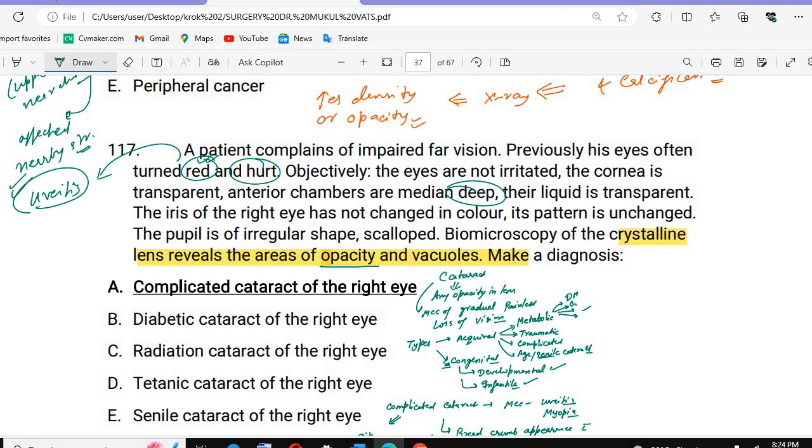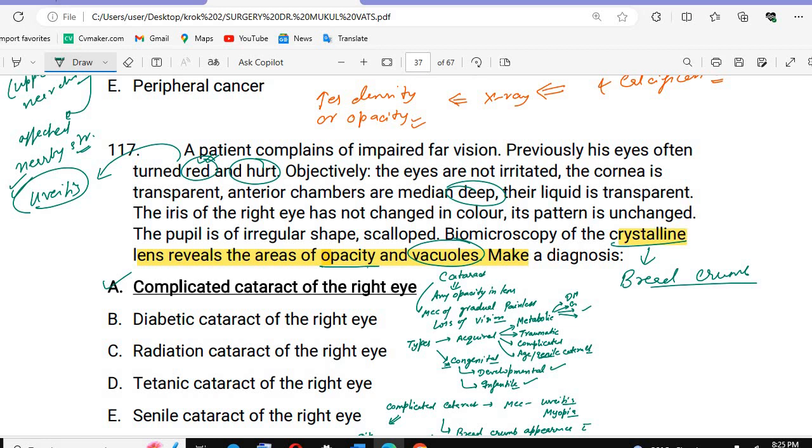And we know the most common cause of uveitis is what? Uveitis is the most common cause of which cataract? That is the complicated cataract. Along with that, we see this crystalline lens and the area of opacity and vacuoles, so this crystalline lens will give the appearance of the breadcrumb. In the question they didn't mention that, but if they had, that would be an easy question. That's why we will assume that it is the complicated cataract. Because others are, for example, the diabetic cataract, that is the metabolic cataract.